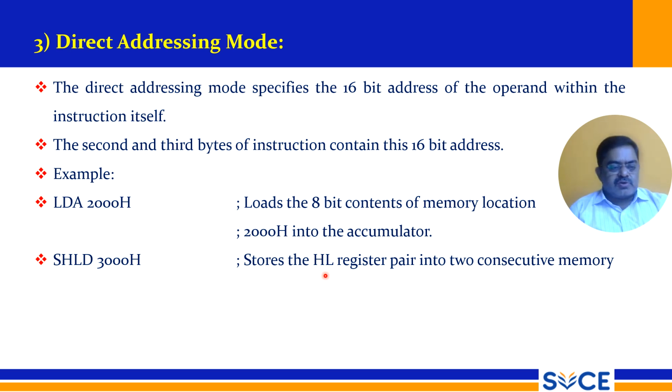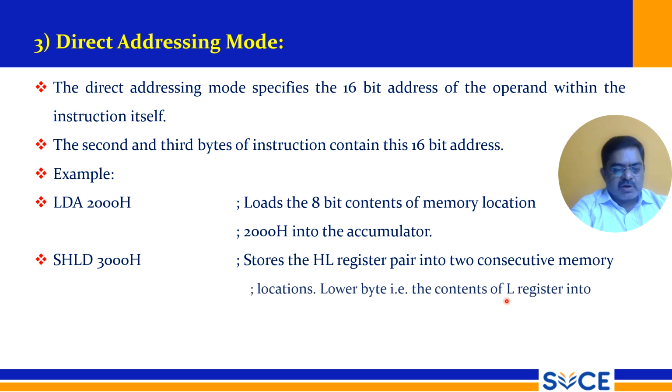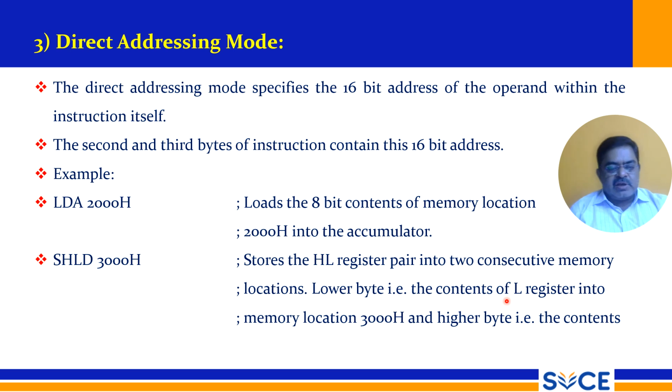SHLD stores the HL register pair into two consecutive memory locations, 3000 and 3001. Memory location 3000 holds the lower byte, and the contents of the H register go into memory location 3001. So consecutive memory locations are used. The contents of the HL register pair will be stored in the 3000 and 3001 memory locations.